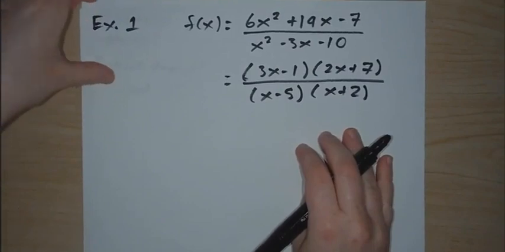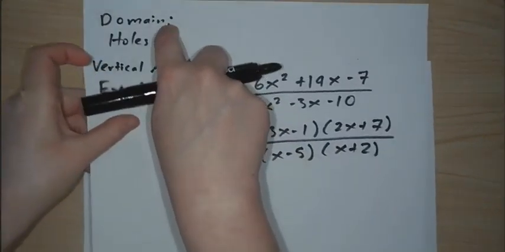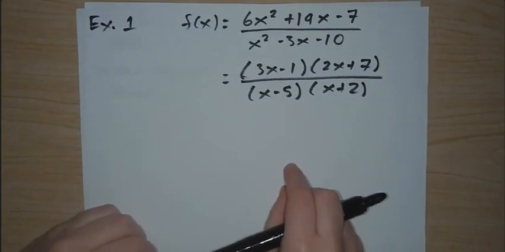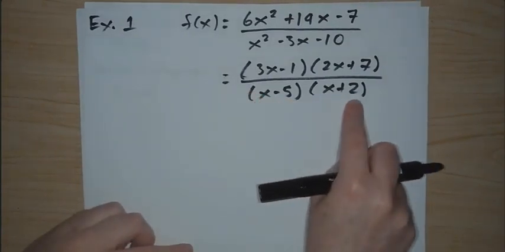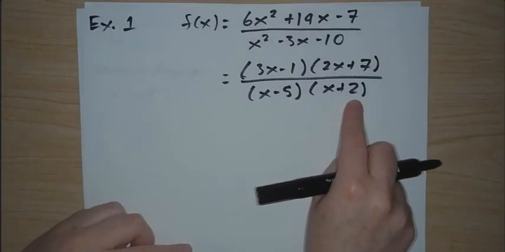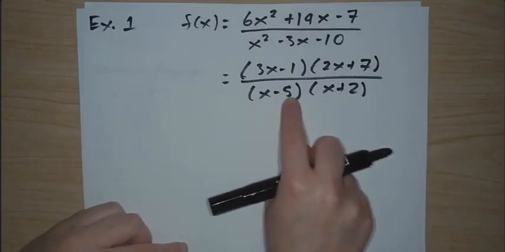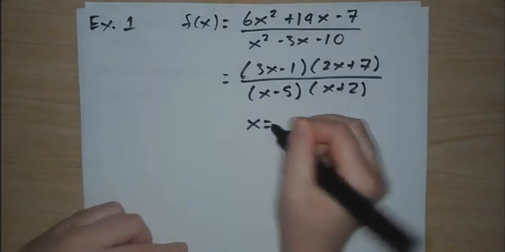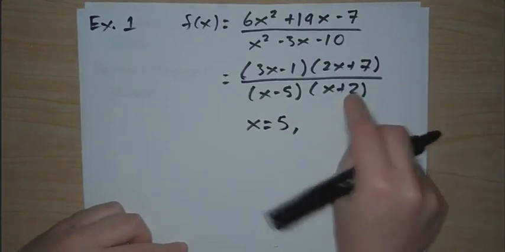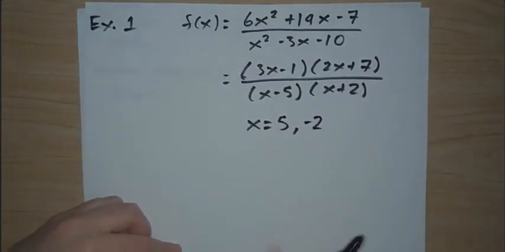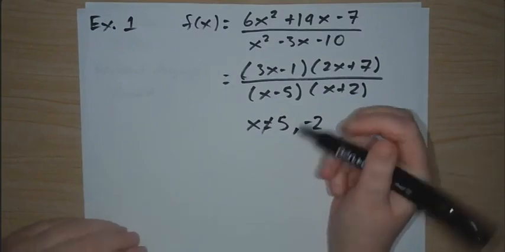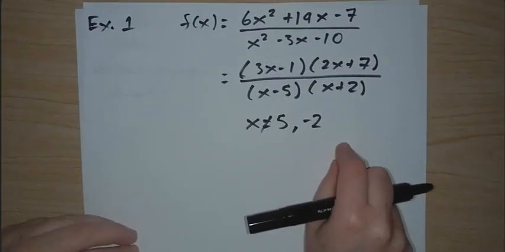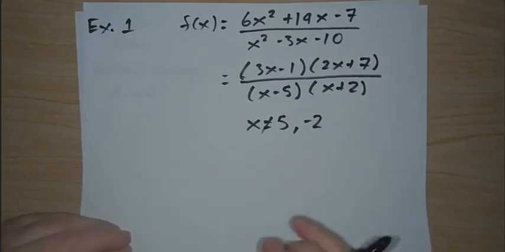So to find our domain, we first need to find out what our x values cannot equal. And we know that when a 0 is on the denominator, our function is undefined. So if we set our denominator equal to 0, we find the x values of x is equal to positive 5 and negative 2. This is a does-not-equal sign because if x equals these, then this function is undefined. So our function is essentially defined everywhere else.